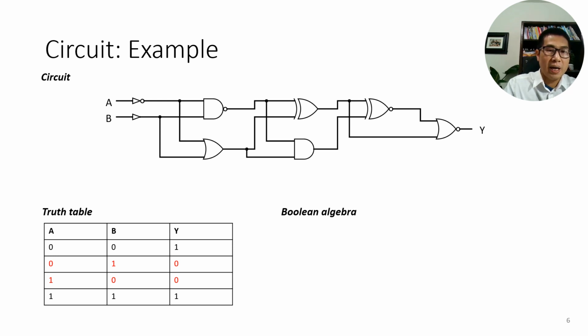So let's say if A and B are false, then this one is going to be true. If A and B are different, then this one is going to be false. If A and B are the same, then it's going to be true.